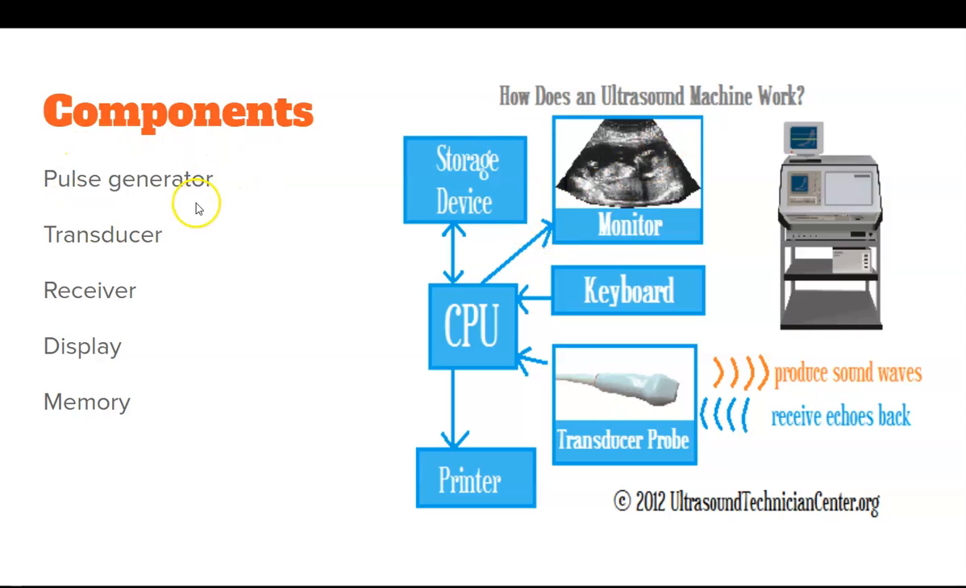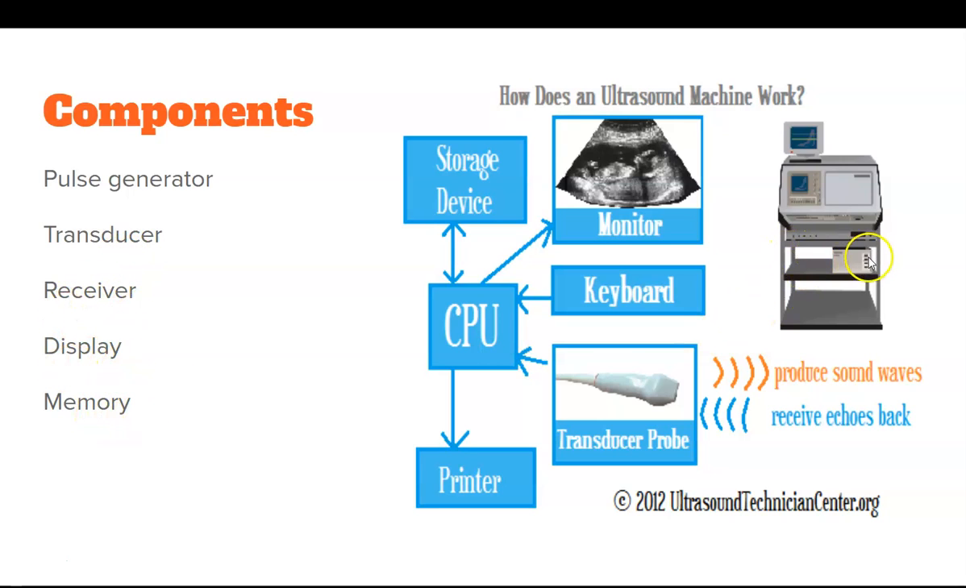We need a pulse generator, which is inbuilt, and a transducer. This is a transducer probe. Here you will apply gel and scan. There is a receiver which receives and displays the picture on the monitor. So we need a monitor, a receiver, a CPU, and memory, so you can store images. So this machine will have a pulse generator, transducer, receiver, display and memory.